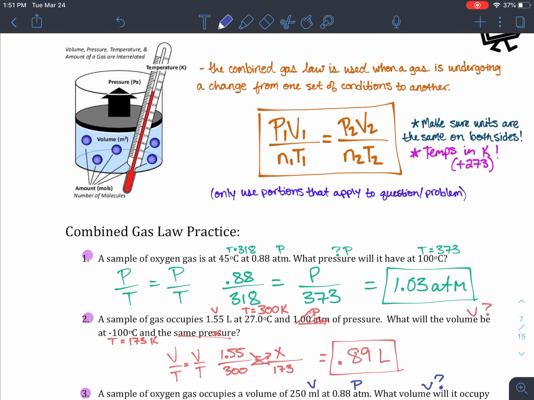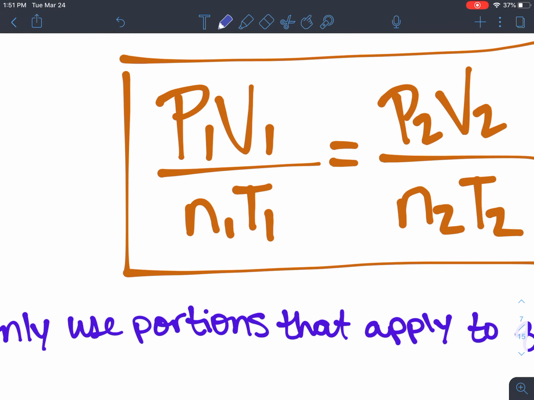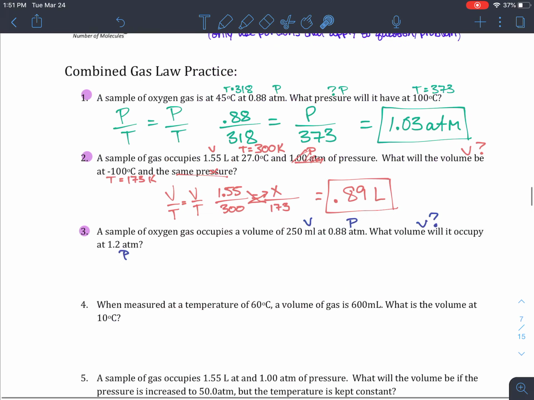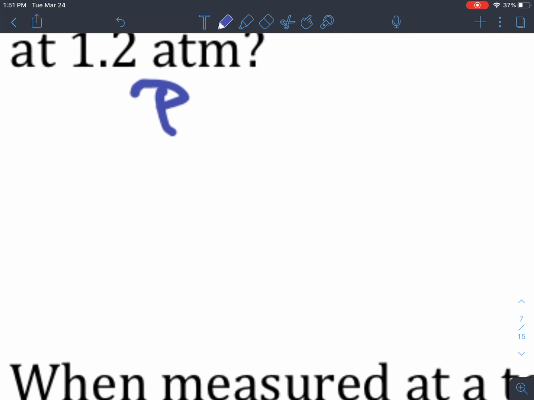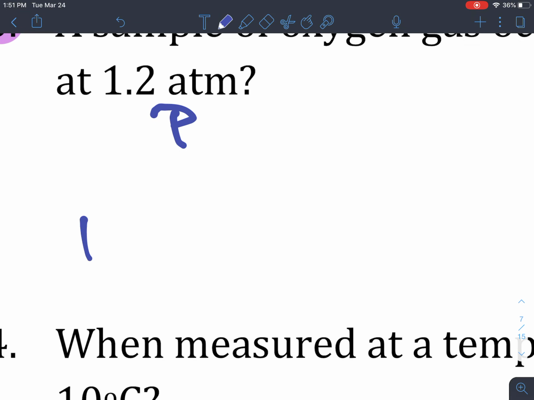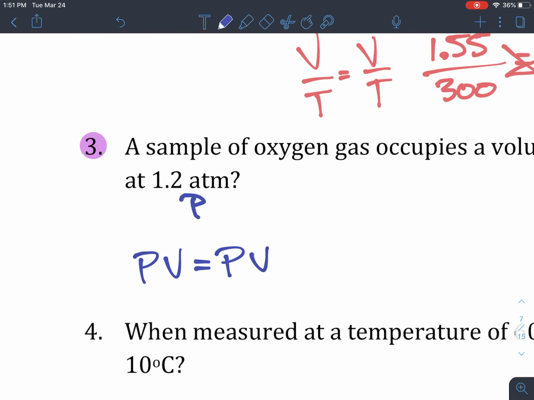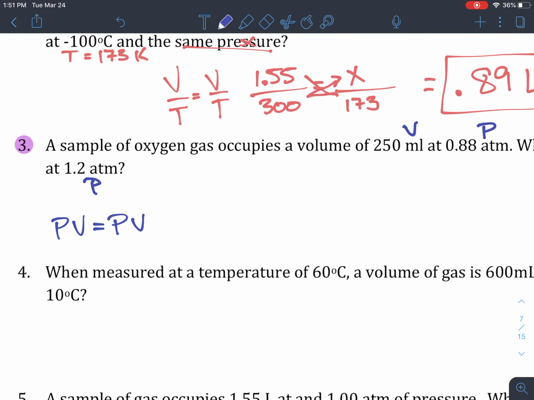So in this one, we only see V's and P's. So you go up to your combined gas law, and we see that PV is equal to PV. And that's the formula that we're going to use for this one. So I'll write it down here. PV of one set of conditions is equal to the pressure times volume of your second set of conditions. And then we can plug in our numbers.